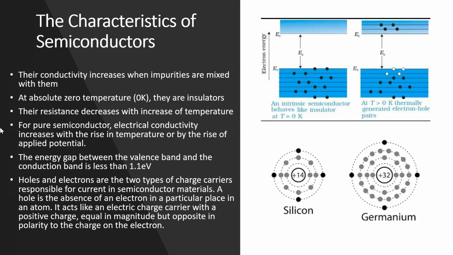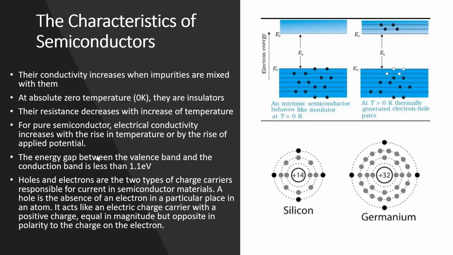For metals, when we increase temperature, their resistance increases. But for semiconductors, when we increase temperature, their resistance decreases. So it's opposite for metals or conductors and for semiconductors. Their property is different. Is that part clear to you? Yes, teacher. Okay.